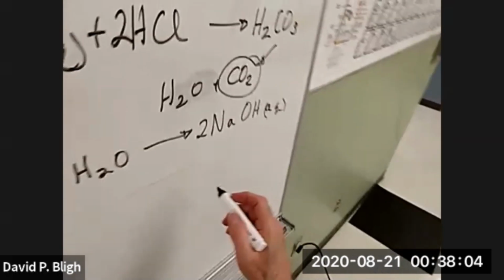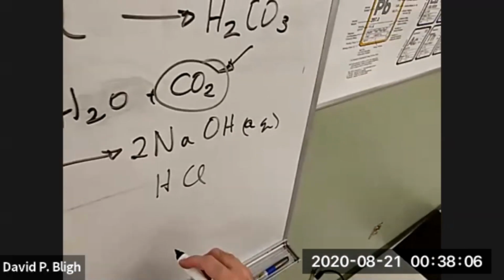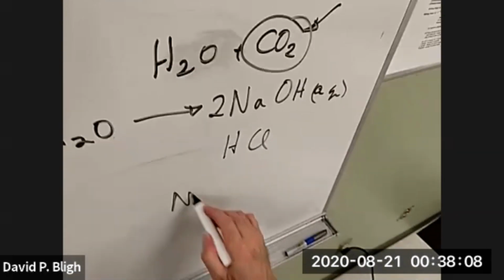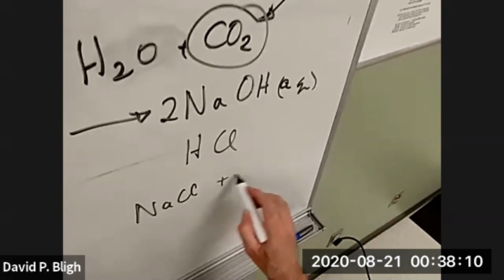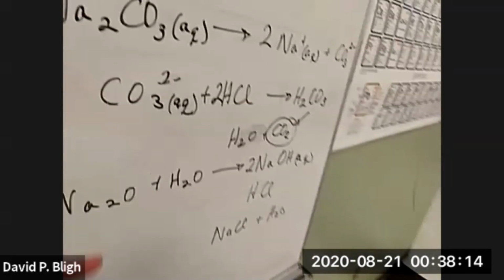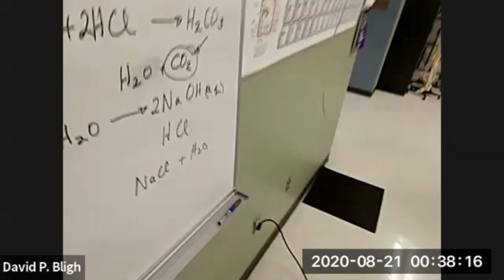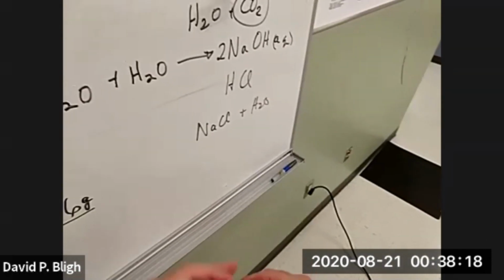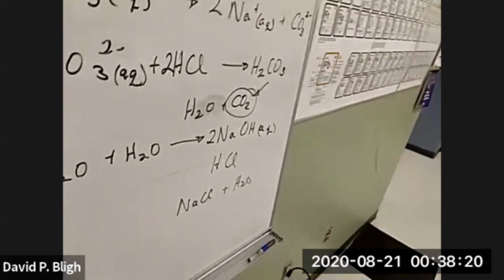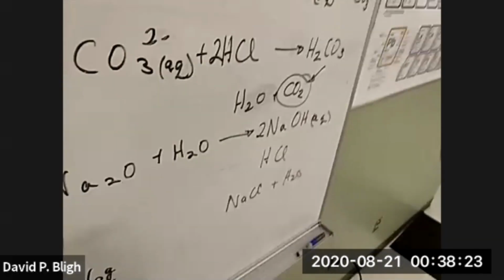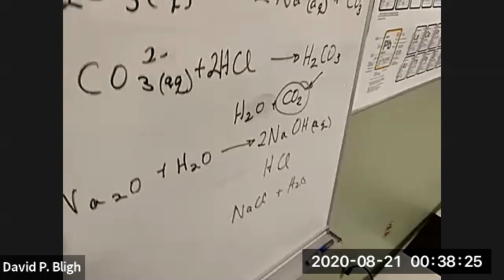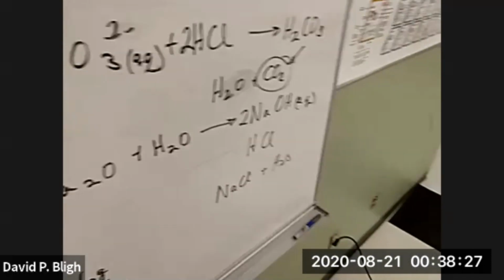When you add hydrochloric acid to this one, all you get is a neutralization reaction, sodium chloride plus water. No gas. So that's how we differentiate between this one and that one. So on a qualitative basis, we have proved that the solid product is this one, not that one.